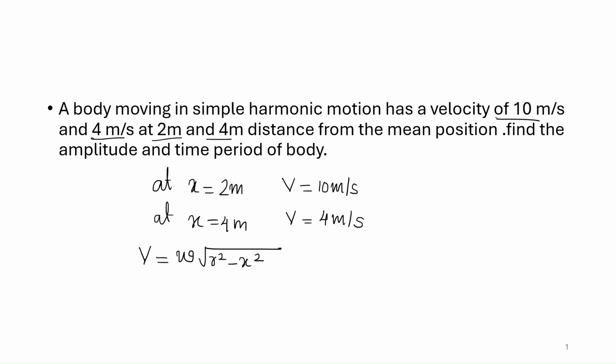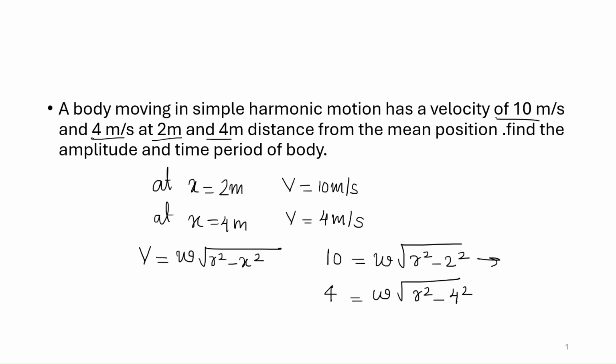If we substitute these values, that is 10 is equal to omega into square root of r square minus 2 square, and 4 is equal to omega into square root of r square minus 4 square. If we divide these two equations, we will get the value of r.